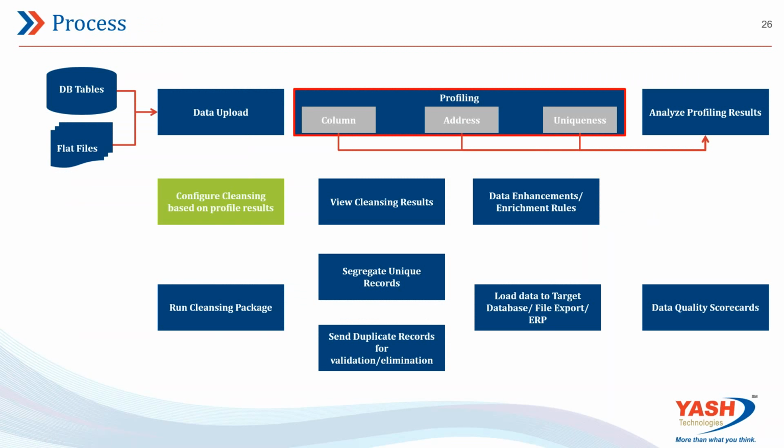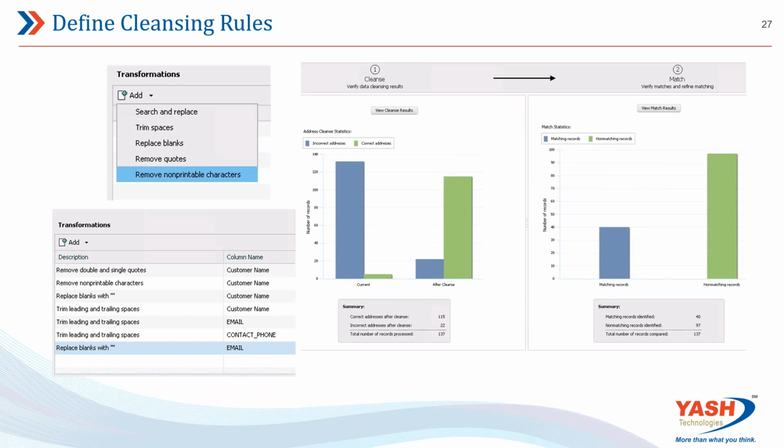Once the profiling is done, the results are given to the business and IT teams, who define the business rules which we start implementing. So that's the process. Then we implement the cleansing rules, where there are many cleansing operations you can do. On each record, on each value, rules are defined, like in this case searching and replacing, fixing the records, trimming spaces, blanks, quotes, and non-printable characters. There are many different transformations that we can build.